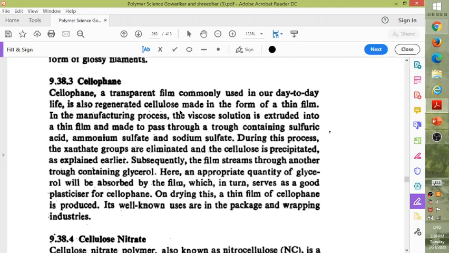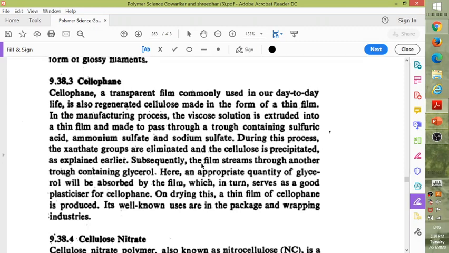It is also regenerated cellulose made in the form of thin film. In the manufacturing process, the viscose solution is extruded into a thin film and then made to pass through a trough containing sulfuric acid, and ammonium sulfate and sodium sulfate. During this process, the xanthate groups are eliminated and cellulose is precipitated as earlier explained.